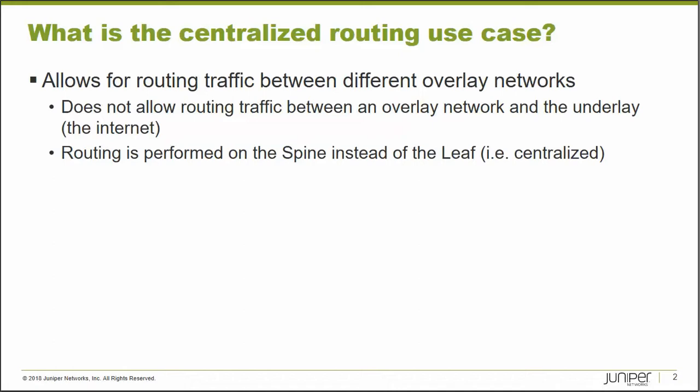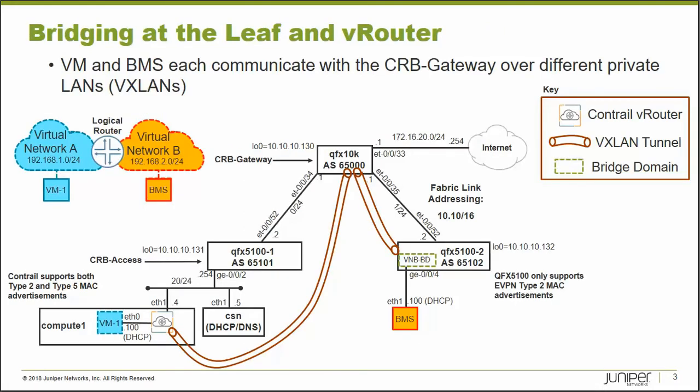So routing is going to be performed on the spine, and that's the reason why we call it centralized routing, because it's going to be done on the spine of an IP fabric instead of on the leaf, which would be called edge routing. We're not doing edge routing here. We're doing routing in the spine, between the overlay networks. So what does that look like?